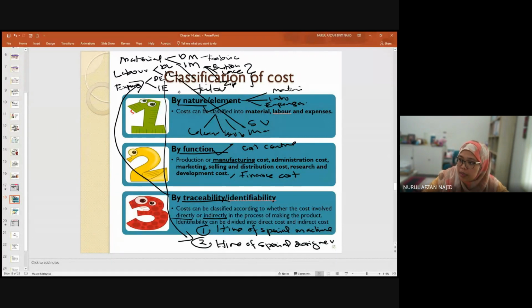So, pergi kepada indirect expenses. Indirect expenses is more on operating expenses. Apa yang dimaksudkan dengan operating expenses? Rent, utility bill, water, electricity, telephone bill, depreciation, all the operating expenses would be categorized under indirect expenses. Okay? Alright. So that's explanation for nature, function and traceability.